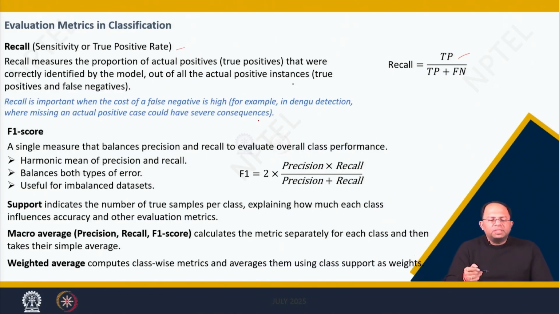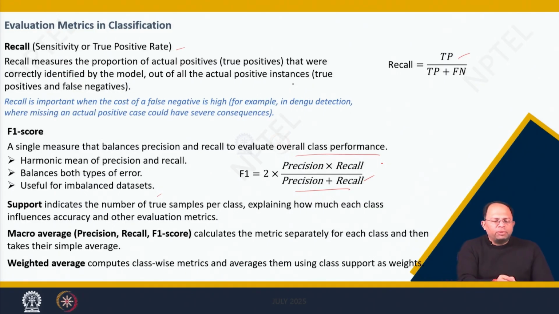Then comes the F1 score, which combines both precision and recall. It is a measure which balances precision and recall to evaluate overall class performance, and we take a harmonic mean of both precision and recall, as you can see over here. This balances both types of errors, and it is also useful for imbalanced data sets. That means where you see data sets skewed towards certain classes, this is used.